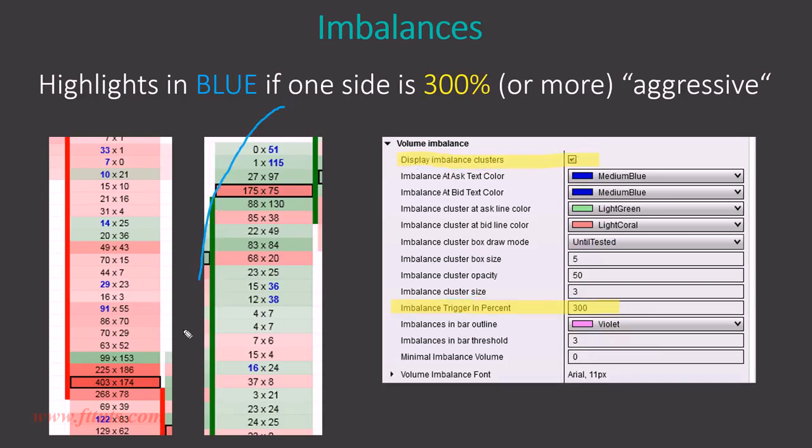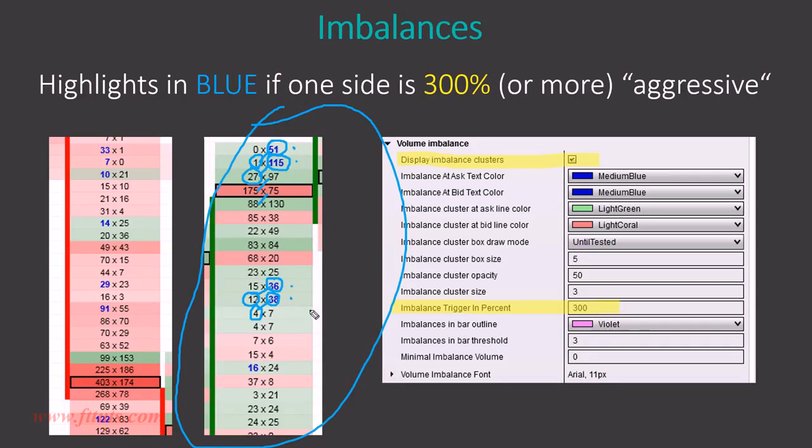Now let's have a look at this buying footprint. In here, you also compare always diagonally like that. So in this case, 51 is 3 times or more bigger than 1. 115 is 3 times or more bigger than 27, and so on. You always compare diagonally.